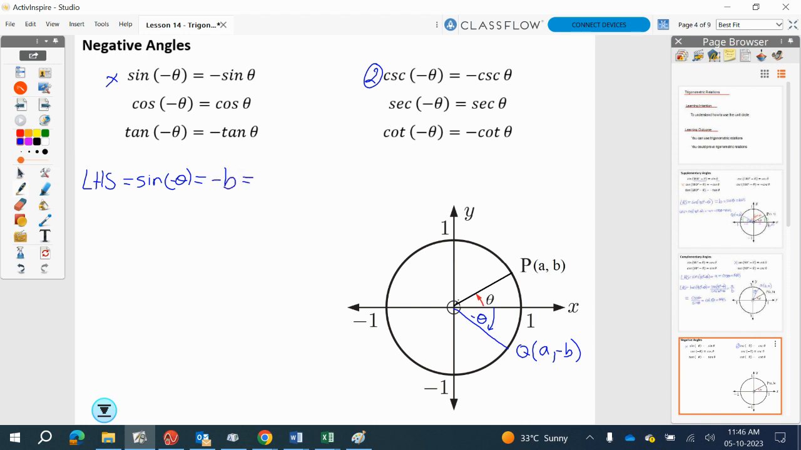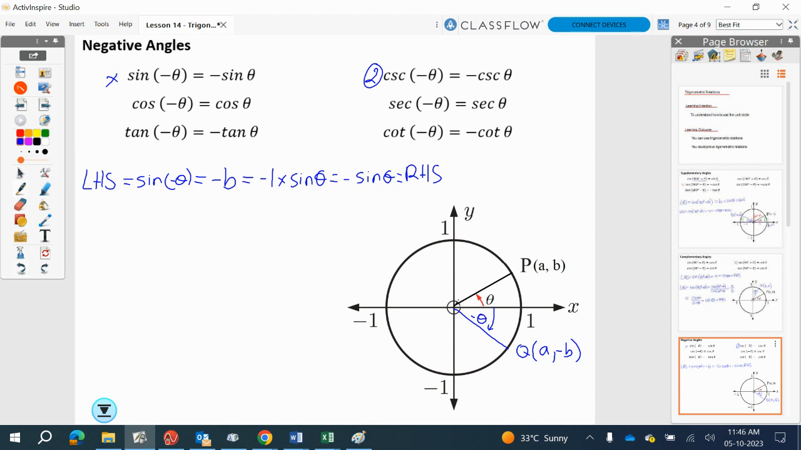Now we look to point P. The sine of theta at point P is b. So we're going to have to multiply that by minus 1 times the sine of theta, which is equal to minus sine theta, which is equal to the right-hand side. You don't necessarily need this extra step here.